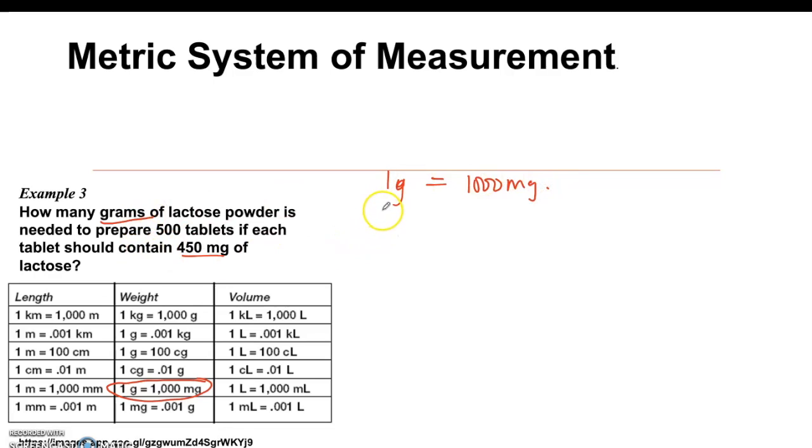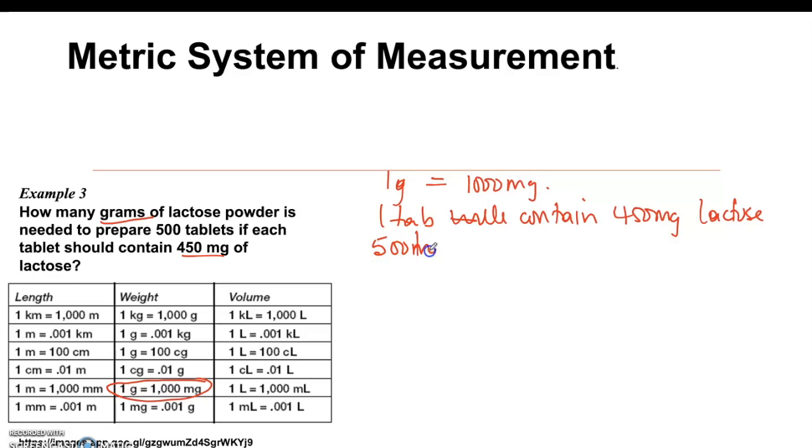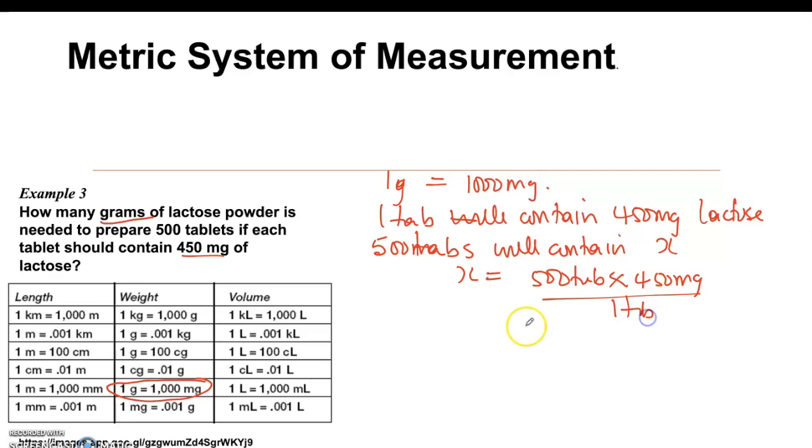The question further stated that one tablet will contain 450 milligrams of lactose. But you want to find out how many milligrams of lactose 500 tablets will contain. And of course, we're going to cross multiply. So X is going to be 500 tablets times 450 milligrams divided by one tablet, and the answer we got would have been 225,000 milligrams.